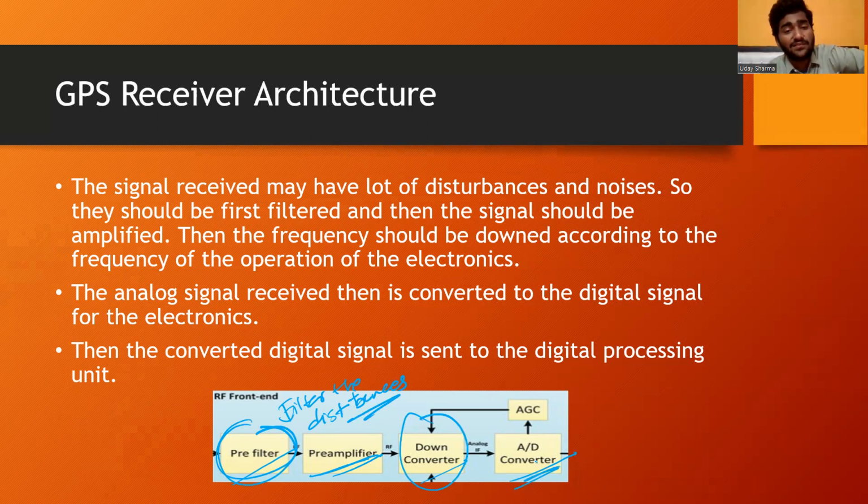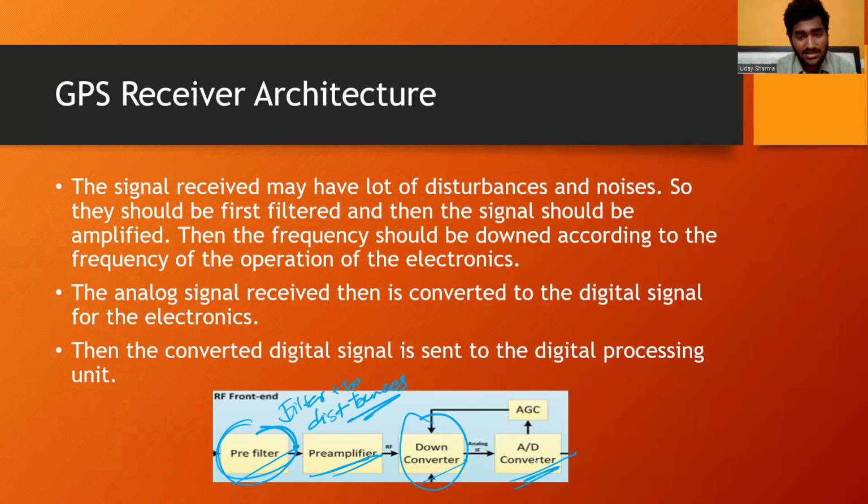So they should first be filtered, and then the signal should be amplified. We have used the preamplifier to amplify the signal. Then the frequency should be lowered according to the frequency of operation of the electronics. As we have discussed earlier, every set of electronics has a different frequency of operation, so we need to lower the signal to that frequency. The analog signal received is then converted to a digital signal for the microprocessor and all the rest of the electronic components in this GPS receiver.